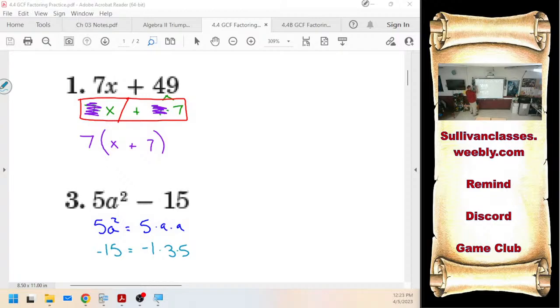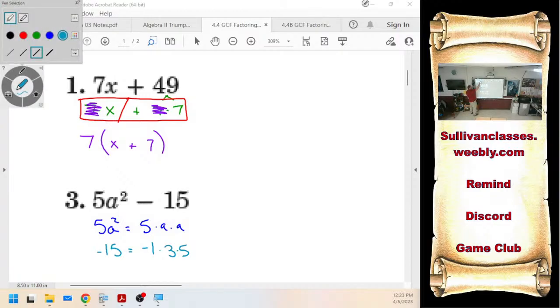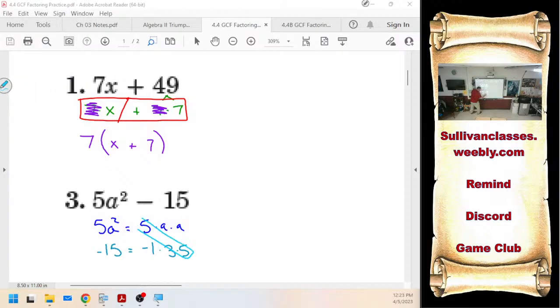So what we were doing on Monday was we'd write them out line by line like this and maybe say they have a 5 in common. So I'd take the 5 out, leaving an a squared. A negative 1 times 3 is minus 3. So you can either write them out kind of like our terms from combining like terms, or you can go line by line. And if you got a better way to do it, okay, tell me, show me.